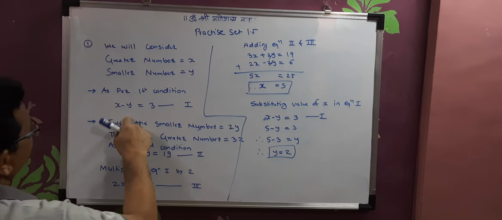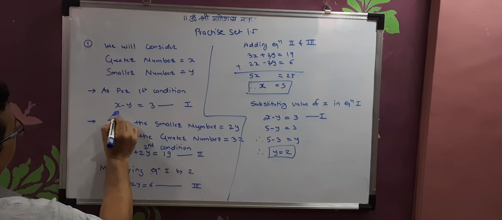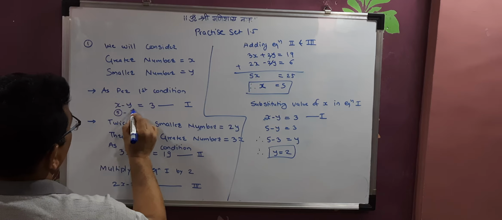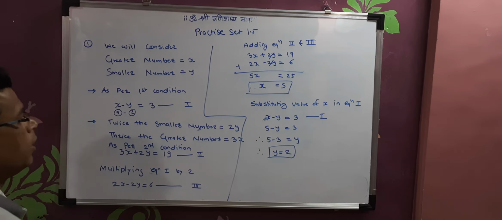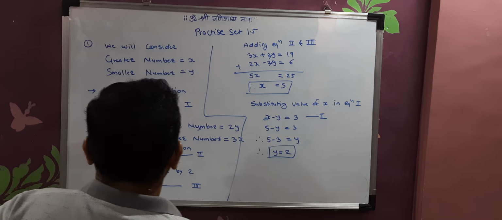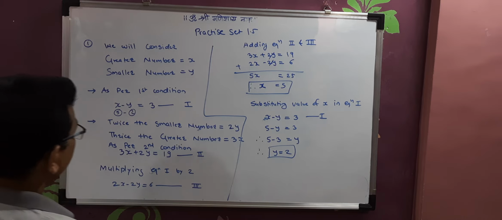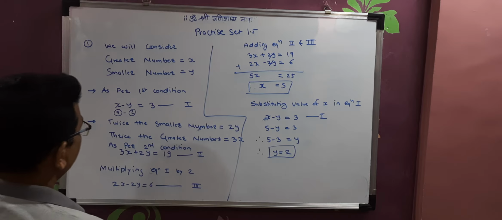X is 5. If you put the value of 5 here, and this is y 2, then the answer will come 3. By this method we can see whether the answer is right or wrong. Now this is the second equation. Whether it is fulfilling the condition or not, we will see.